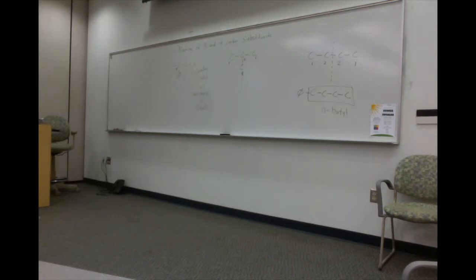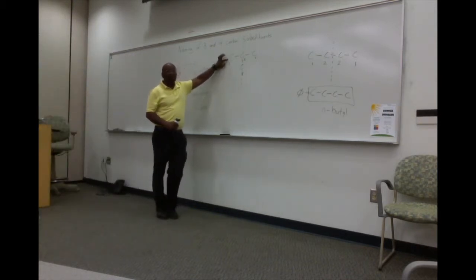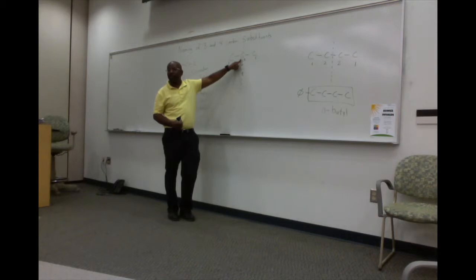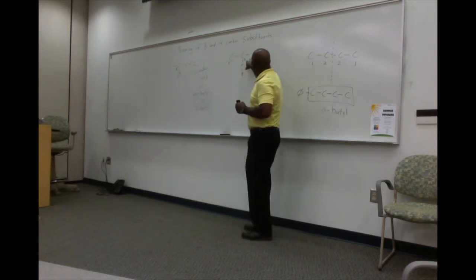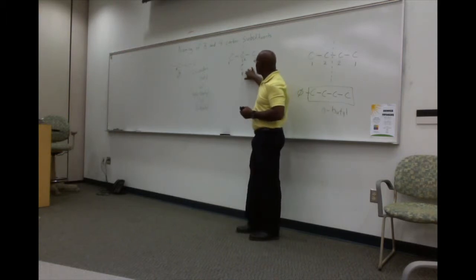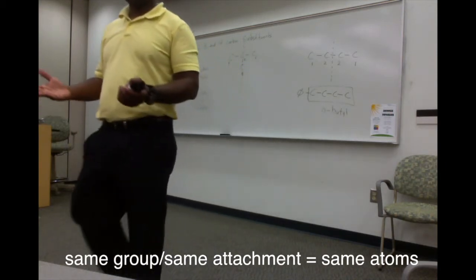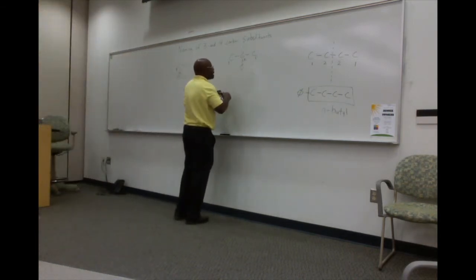What are you talking about? Carbon number 1 is a CH what? How many carbons on carbon number 1? How many hydrogens on carbon number 1? 3. I am a CH3 attached to a CH. I am looking at carbon number 2, CH. If I look at carbon number 1, I am a CH3 attached to a CH. What is carbon number 4? CH3 attached to a CH. Same group, same attachment, are the same atoms. So it turns out that atom number 4 and atom number 1 are the same.